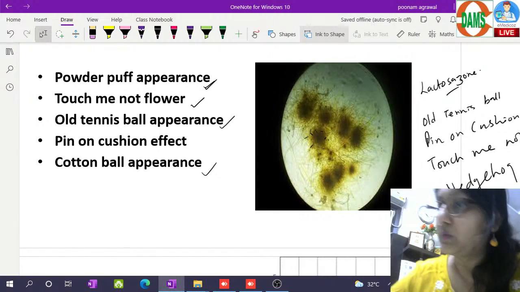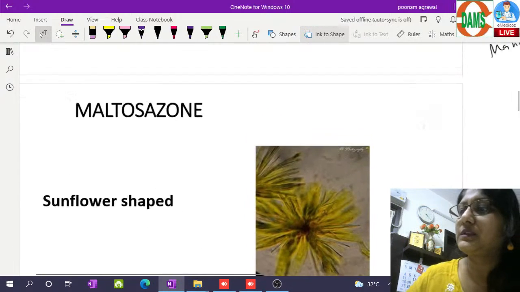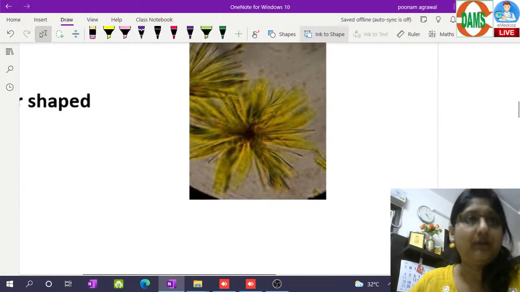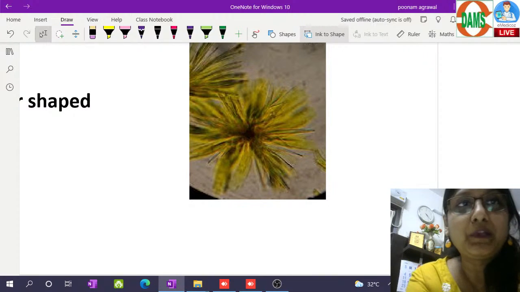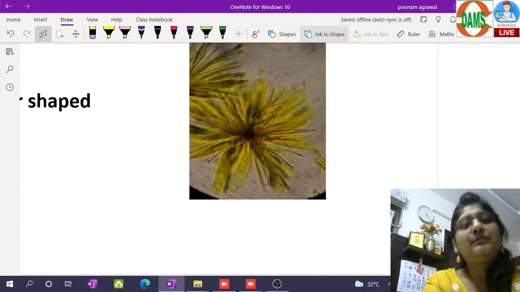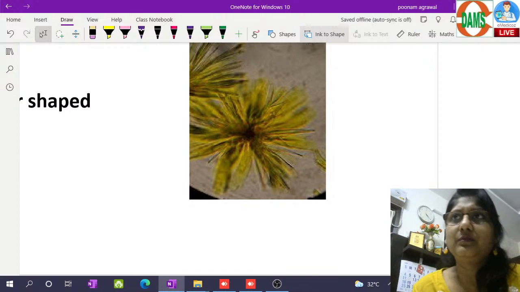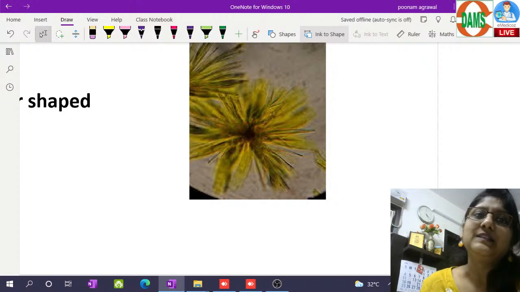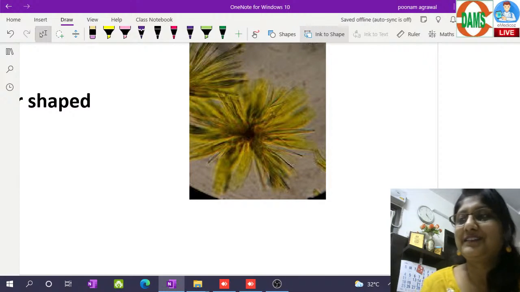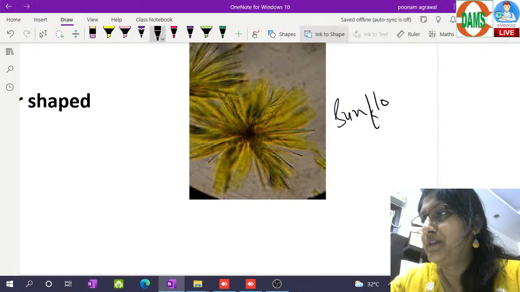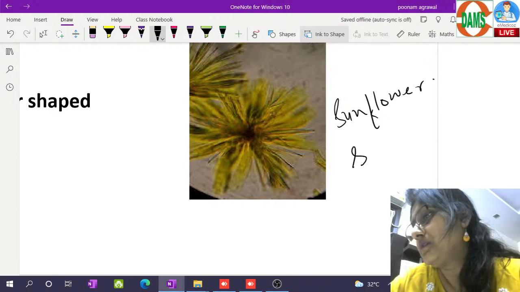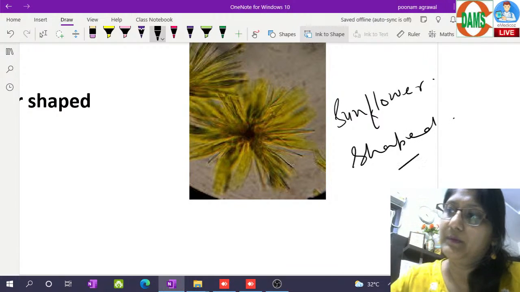And for maltosazone, you have a sunflower appearance. You can see this kind of, it's very difficult to prepare. I personally have found it very difficult to prepare maltosazone, and making of lactosazone and glucosazone and all is easy, but maltosazone, it's very difficult to get success in making. And this is a very typical appearance, which is sunflower shaped maltosazone, so remember that.